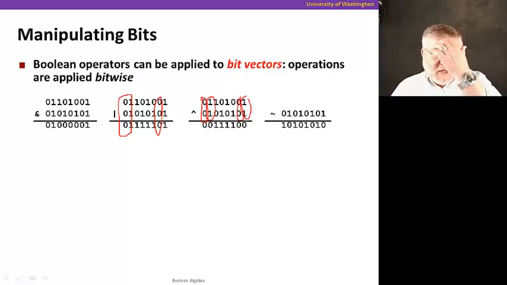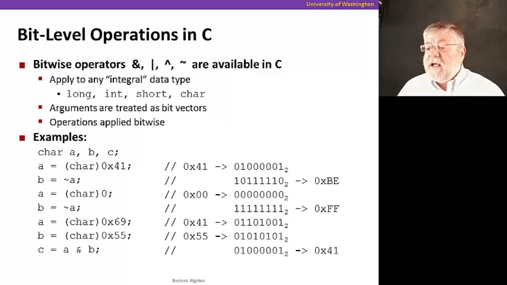Okay? So these are the Boolean operators applied to bit vectors, in this case just a byte's length of bits. And in C we have these exact same operators available to us, and they can apply to any integral data type: long, int, short, or character. Remember, character is just a byte. The arguments to these operators are treated as bit vectors, and the operations apply bitwise.